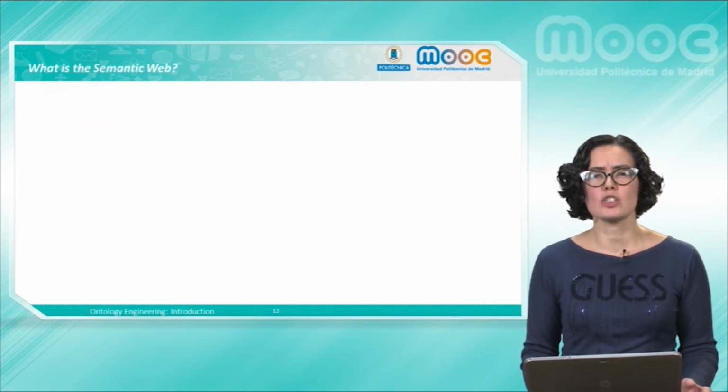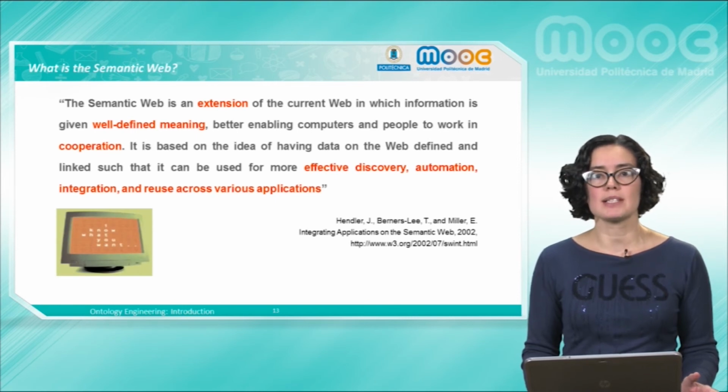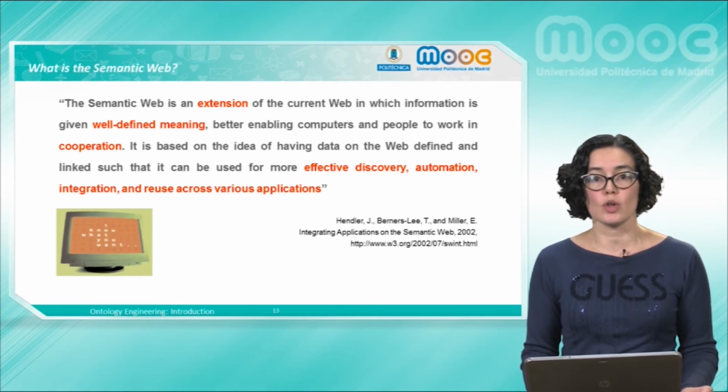So, what is the so-called semantic web? The semantic web can be seen as an extension of the traditional web in which information is modeled using ontologies. So, the data can be described using semantic annotations. The aim here is to facilitate the discovery, integration, and reuse of information among different sources and applications by means of defining explicit meaning of the content.